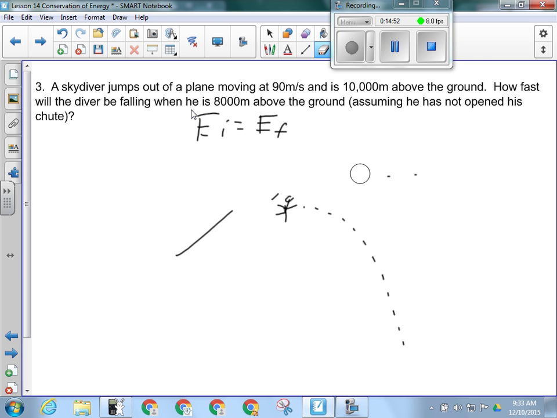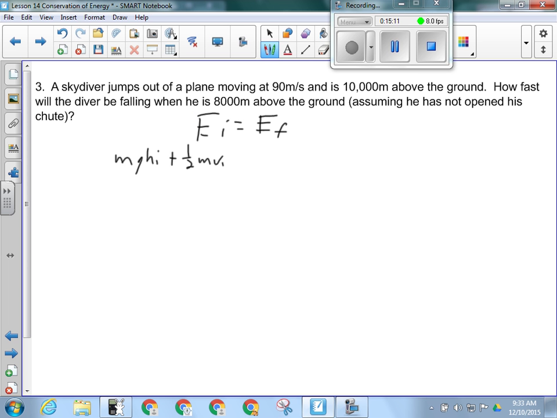So what I'm trying to say here is that your speed jumping out of the plane doesn't matter whether it's vertical or horizontal. It still contributes to your energy, doesn't it? You still have some speed, so you still have some kinetic energy. So we've got both kinds at the beginning and both kinds at the end. So mghi plus 1/2 mvi squared equals mghf plus 1/2 mvf squared. We can cancel the m's right away, since they didn't tell us it anyway.